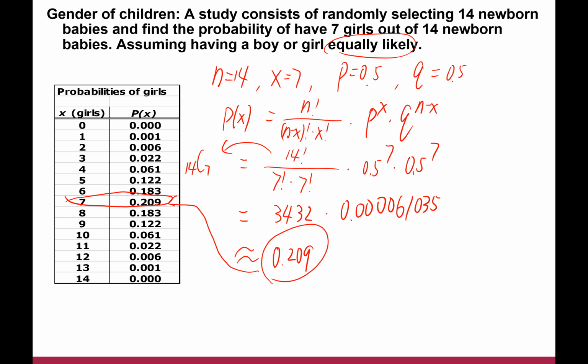Okay, so that's how we find the binomial probability distribution. So basically you can calculate either one of these probabilities, just like what we did. X equals 7 meaning getting 7 girls. Okay.